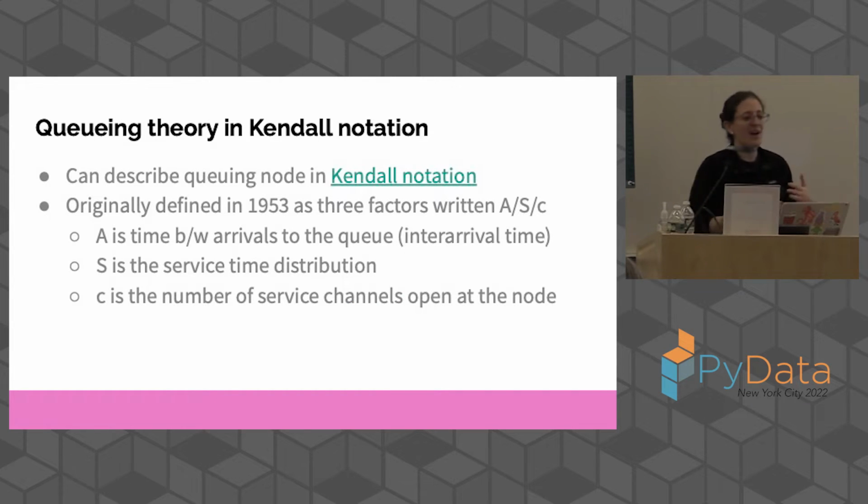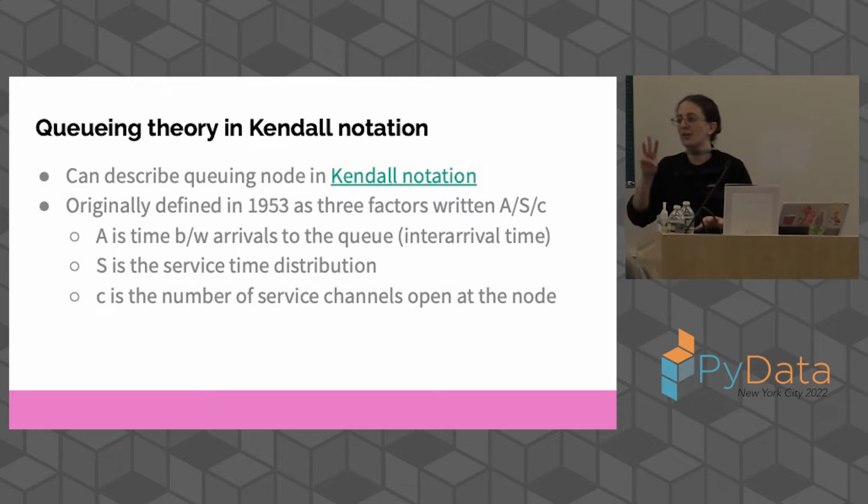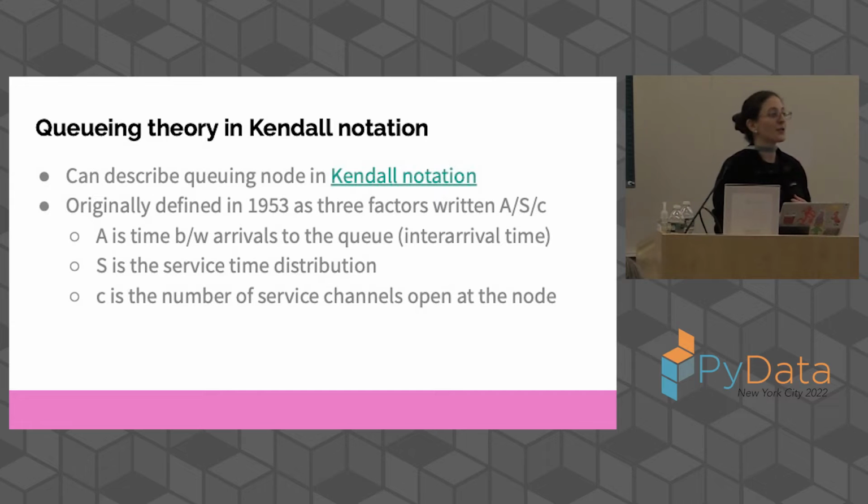A little bit more technical flourish here. Within queuing theory, we can write it in what's called Kendall notation. That was defined in 1953, originally with just three factors. This is a way to describe a queuing system, called Kendall notation, specific to queuing systems, and you would define it using the letters A, S, and C. A tells you the time between arrivals to the queue. So that's the thing in the middle, that queuing node.